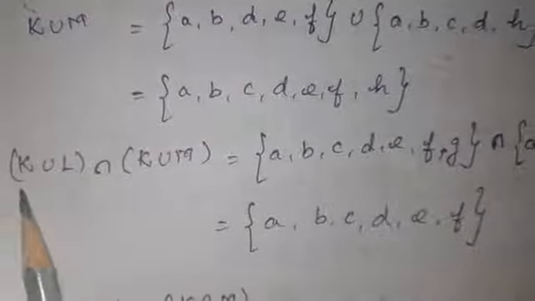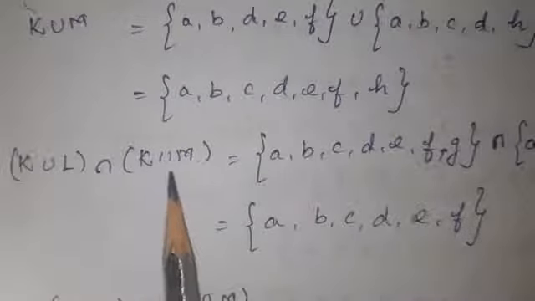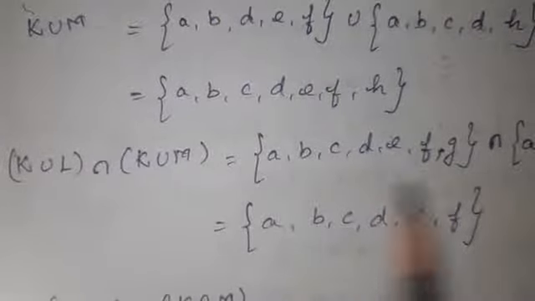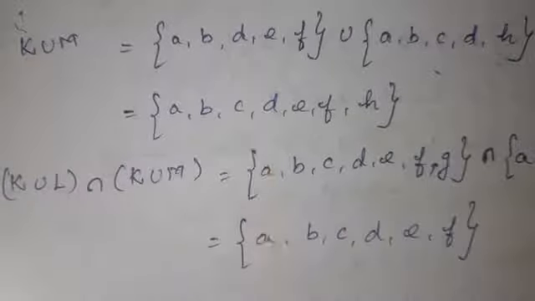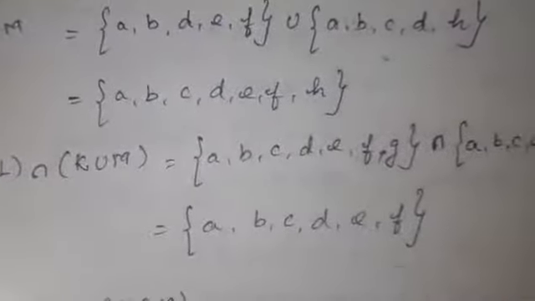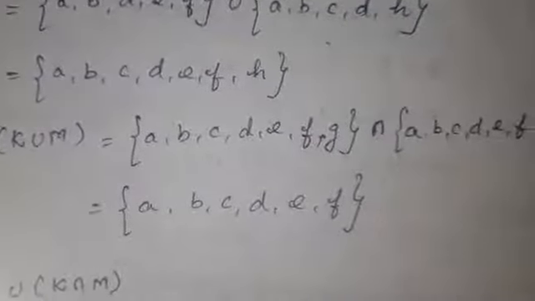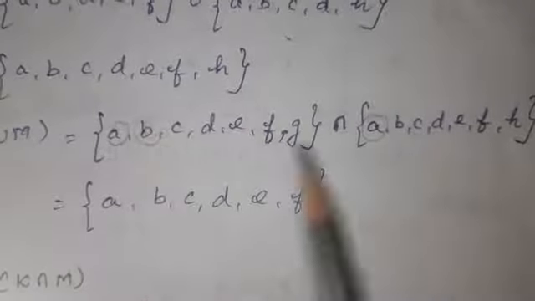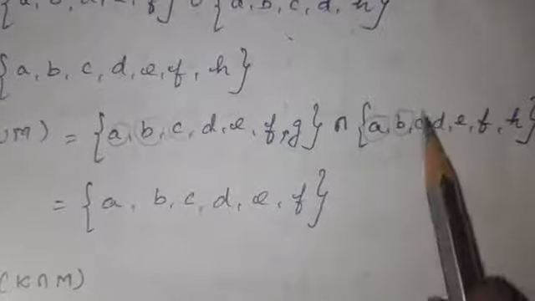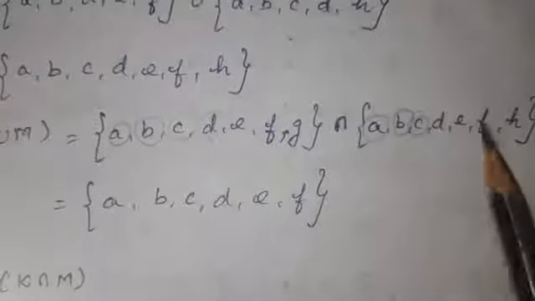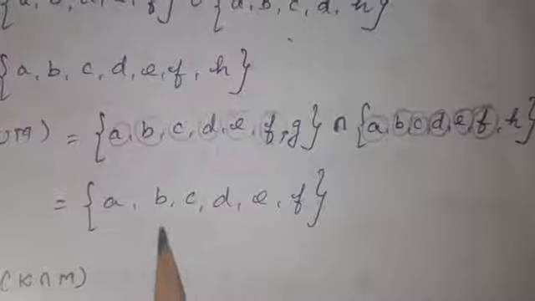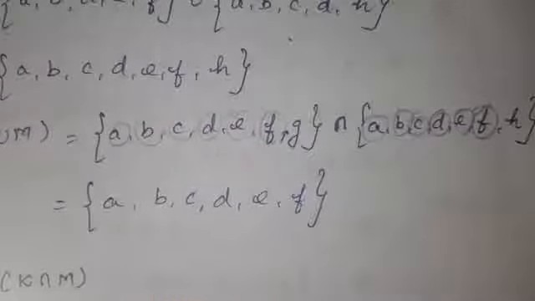Our question is what? (K union L) intersection (K union M). K union L, we got that answer, and I have written it here. K union M, this answer I have written here. For both you should take intersection. Intersection means common elements. What are they? A is present in both sets. Next common element is B. Next one is C. Next one is D. Then E. Then F. This is our answer: A, B, C, D, E, F.